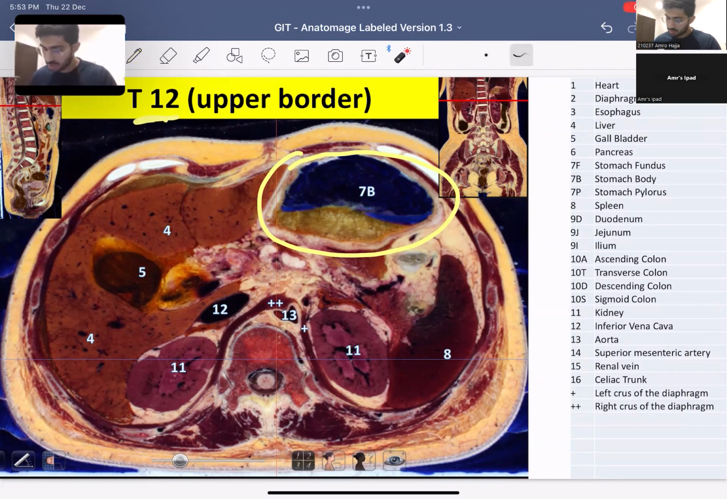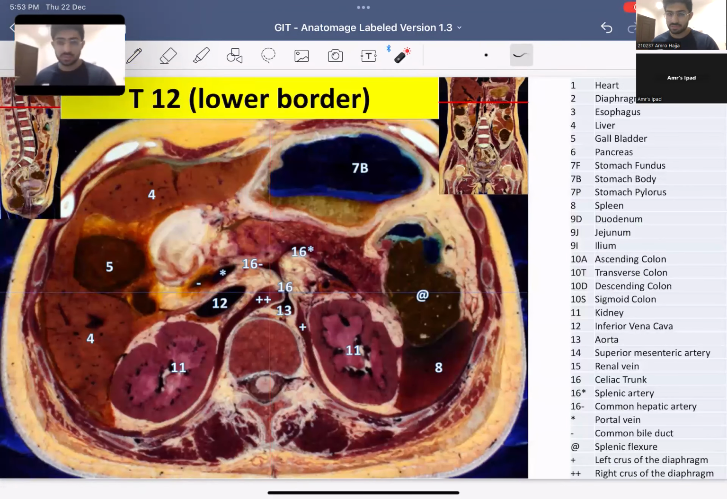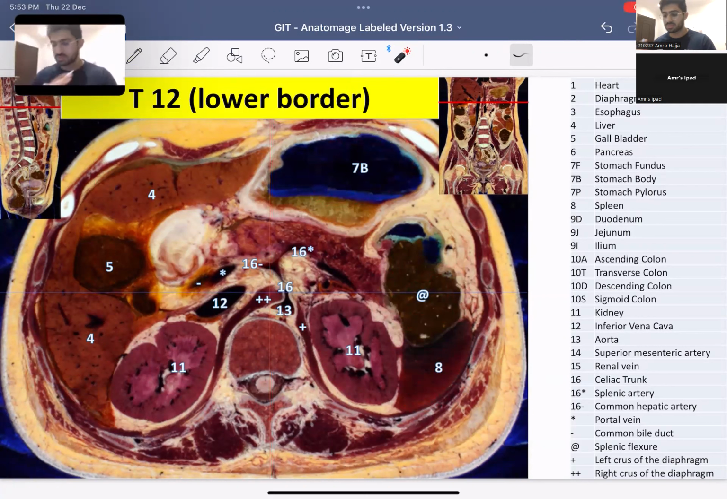Now, yeah, this is the question that I have from this cross section, and yeah, this is the T12 upper border. Okay. Now let's just move on to talk about T12 lower border. As we said, we have the kidneys, the liver, the spleen, the stomach, as well as the most important thing, which is going to be the splenic flexure. Okay, this is basically how to know that this is T12. Now let's start from right to left. Here we have the liver, here we have the gallbladder, and this is also the liver, obviously. Now here we have the common bile duct, the portal vein, as well as the common hepatic artery.